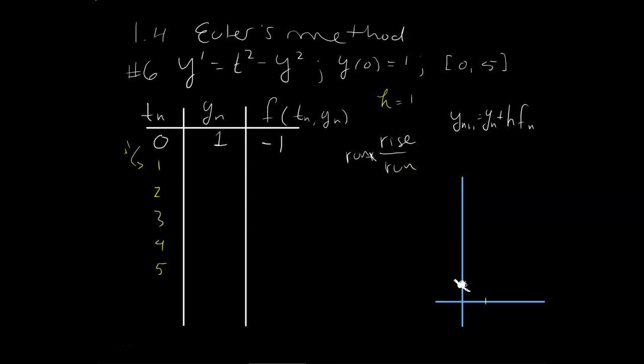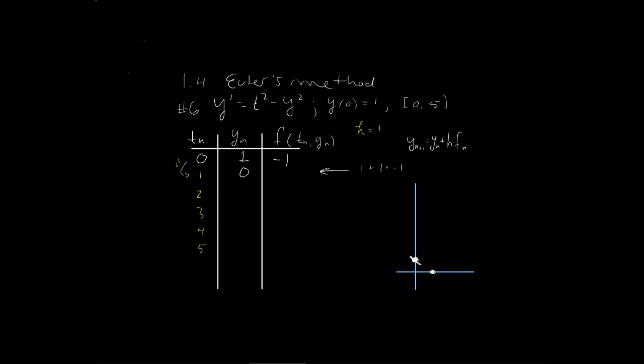All right, I'm going to erase this rise over run part right here so we have some space. So for this particular problem, that tells me my next y value will be, for this next row, where I am, I'm at 1 right now. I'm going to add h, which is 1, times f, which is -1. So that would be 1 plus -1, or 0. So we end up hitting sort of right there. Great. I'm going to zoom out just a tad here to give us a little bit more space.